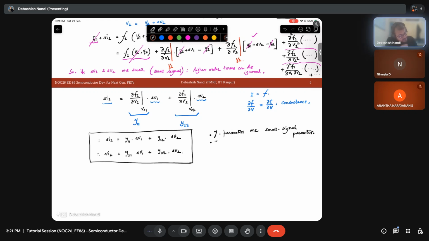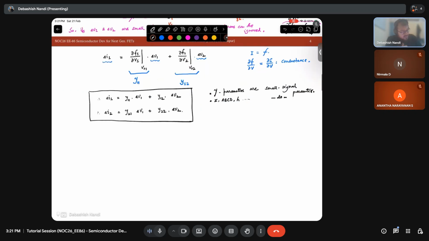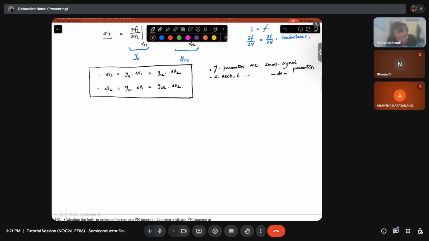Similarly, your Z, A, B, C, D, H, all parameters are small signal parameters. Fine. This is the point I wanted to make clear first. Then what we'll do, we'll take a simple MOSFET amplifier and see what are the ideal conditions for voltage amplification.